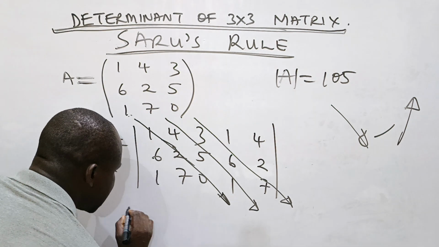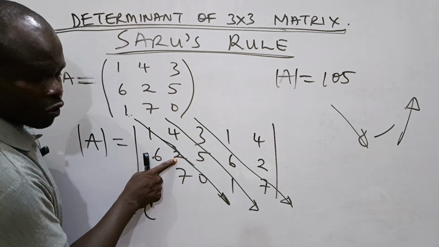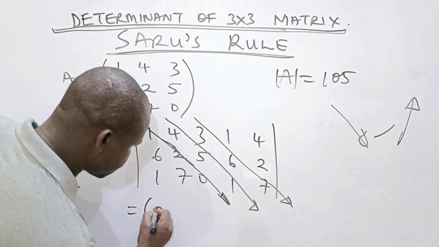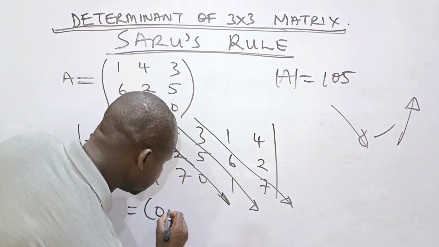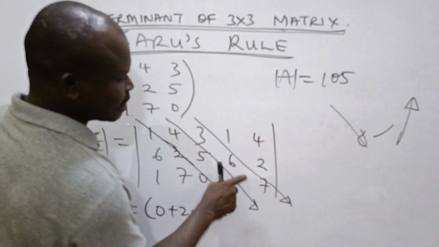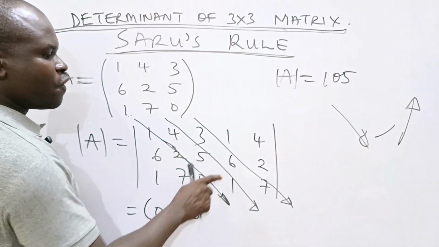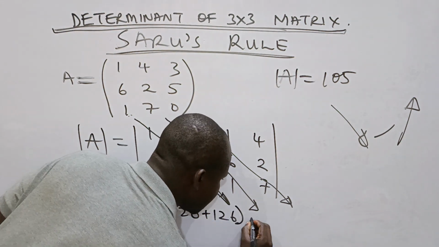When we consider the first leading diagonal, this is 2 times 1 times 2, which is 2. 2 times 0 is 0. We go to the second leading diagonal: 4 times 5, 20. 20 times 1, 20. Plus 20. Then we go to the last leading diagonal: 6 times 7, that is 42. 42 times 3, that is 126. We are going to have this with 126.